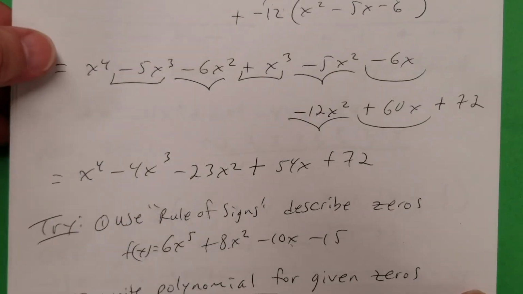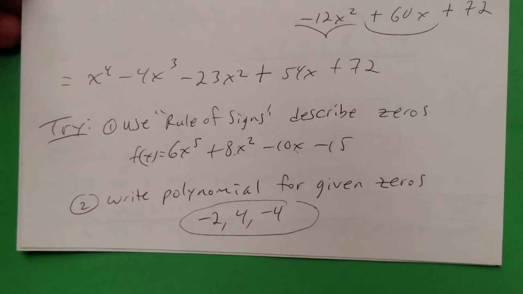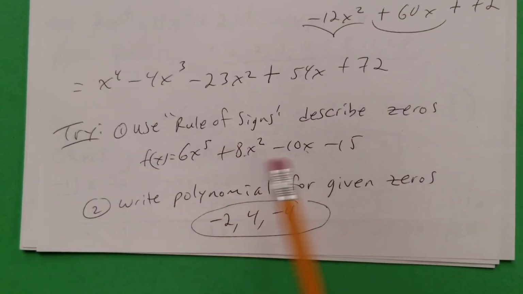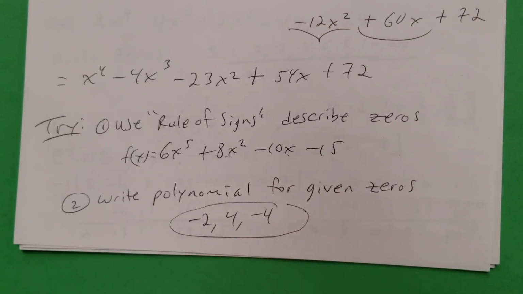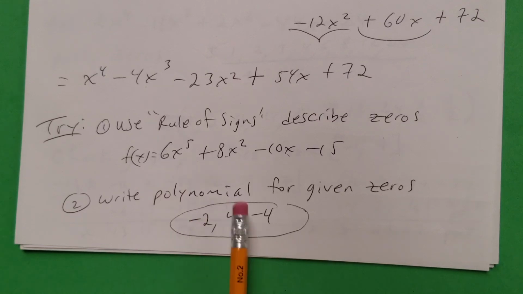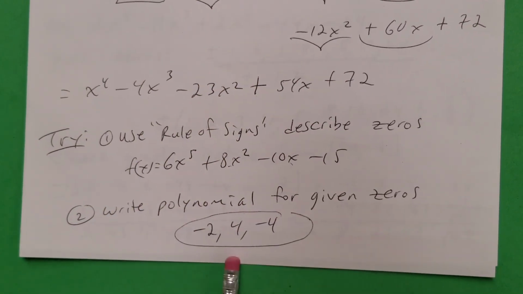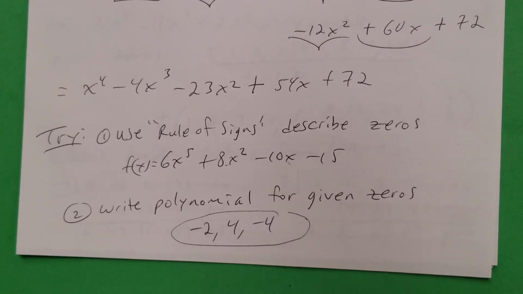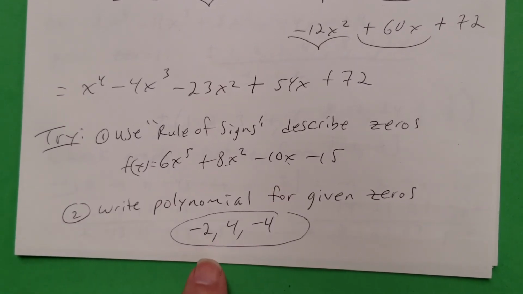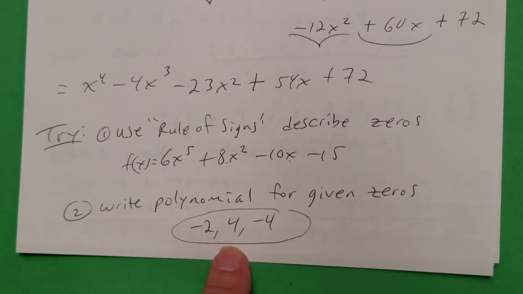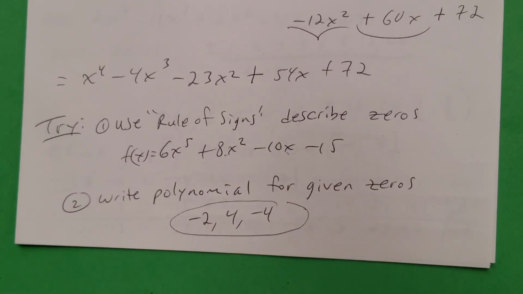So for the try problems, use the rules of signs to describe the zeros, right? The switching of the signs for this polynomial. How many positive zeros, how many negative zeros. Then write a polynomial, like this last example, write a polynomial with these zeros. Okay? Switch them to factors and then multiply all the factors, all three factors. So this is easier. There's only 3 of them here.